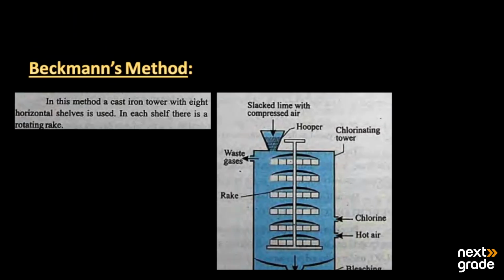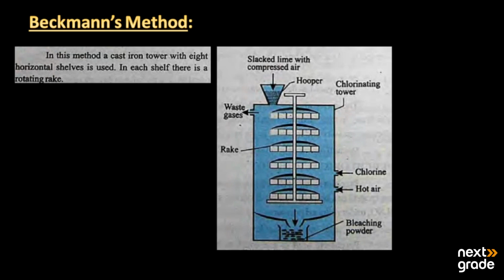After this, we have Beckmann's method. What is the main principle of Beckmann's method and how do we use it for the production of bleaching powder? In this method, a cast iron tower with 8 horizontal shelves is used. In each shelf there is a rotating rack, which is a stirrer. These are the simple racks or shelves.